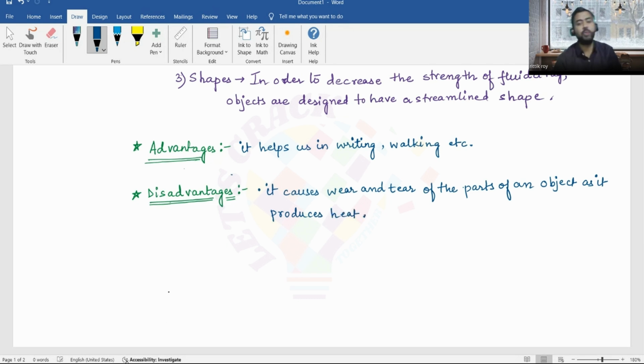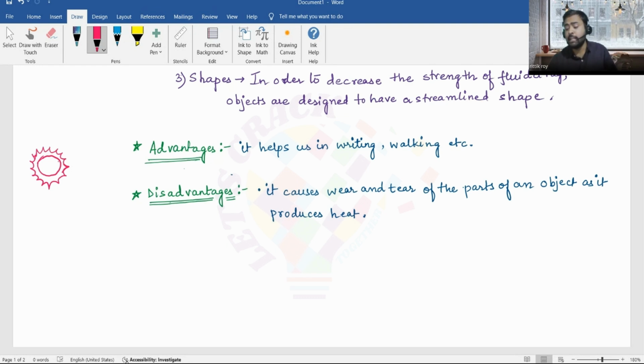Means what? See, what is the meaning of this? Suppose this is a gear. Now what will happen when this gear moves and comes in contact with another gear? The teeth of the two gears will rub against each other, and because of this rubbing it will produce heat, and as it produces heat, it will cause wear and tear of the parts of an object.